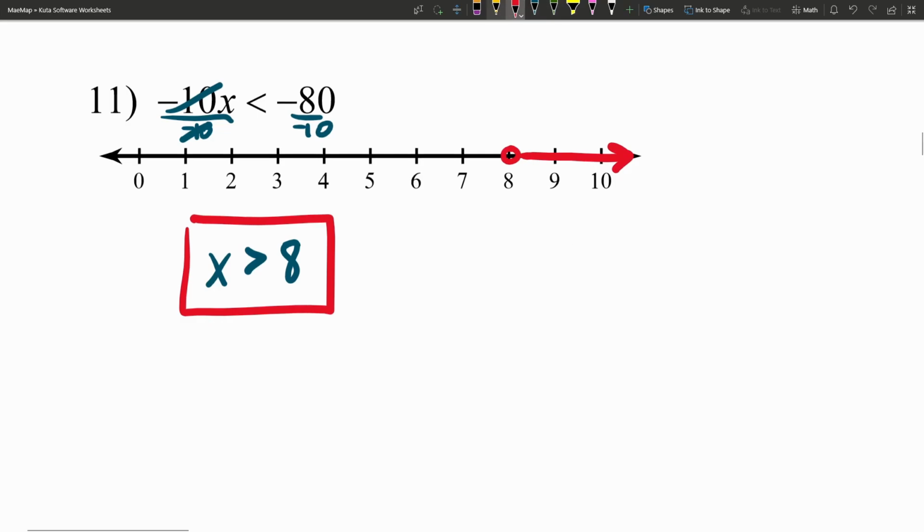And if we want to double check, let's plug in 10 for x back up in our original. Negative 10 times 10, is that less than negative 80? Well, negative 10 times 10 is negative 100, and negative 100 is indeed less than negative 80. So we know that we shaded the correct way.